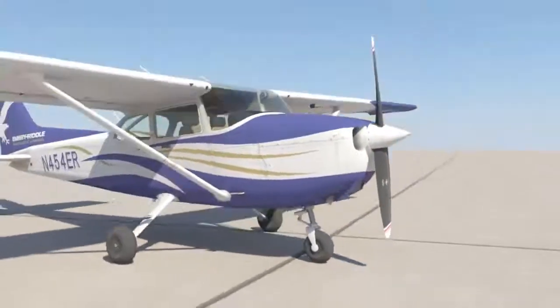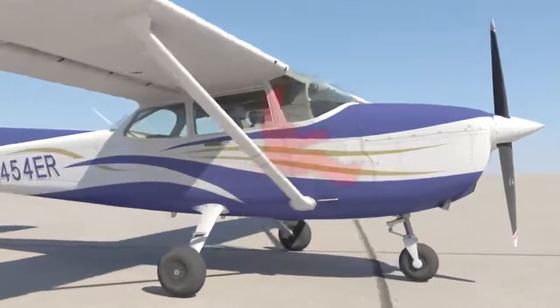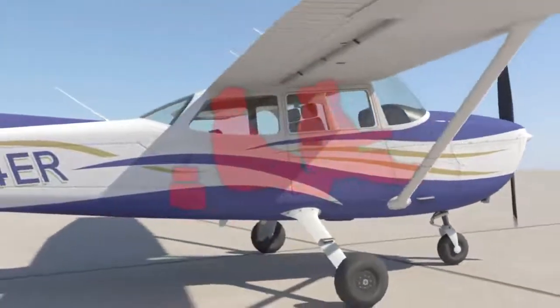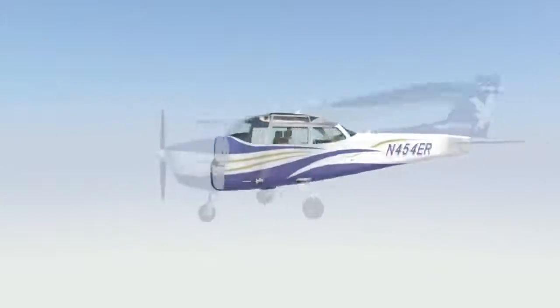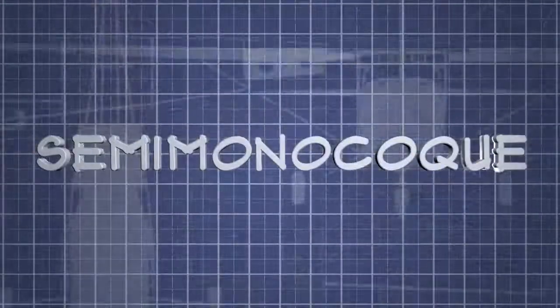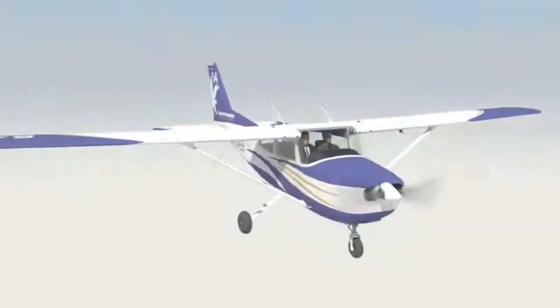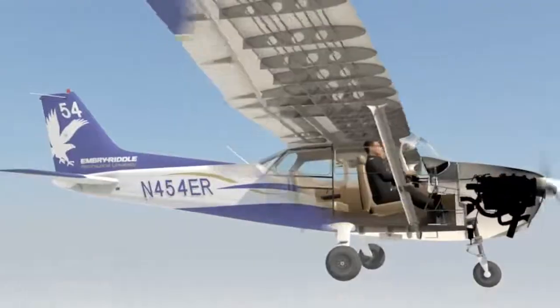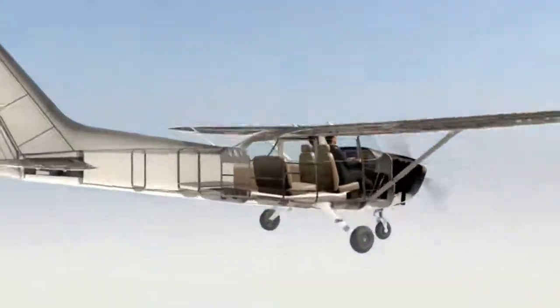The fuselage houses the cabin and cockpit to hold the pilots, passengers, and cargo. The fuselage is considered to be the central component of the airplane, since all the other components are attached to it. Most airplanes manufactured today use something called semi-monocoque construction. This means that underneath the skin of the airplane, there are a series of bulkheads and other supports that help hold the airplane together.